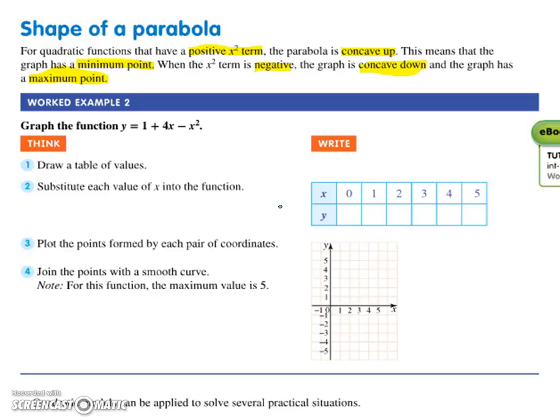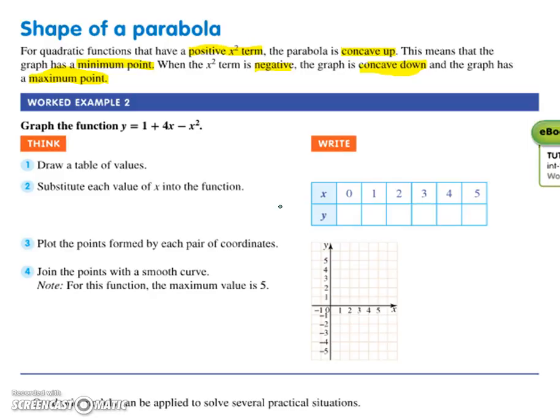If you have a negative coefficient in front of the x squared term and you have a concave down or a sad face, you don't have a minimum now. You've now got a maximum. Does that make sense? So there's a point at which the graph will go up and then come down.